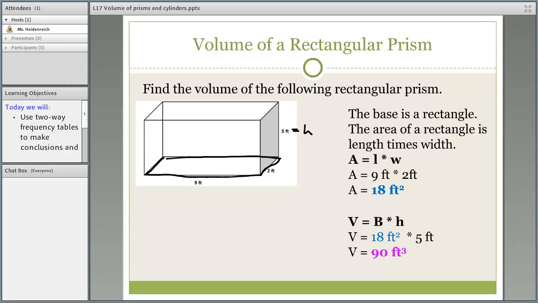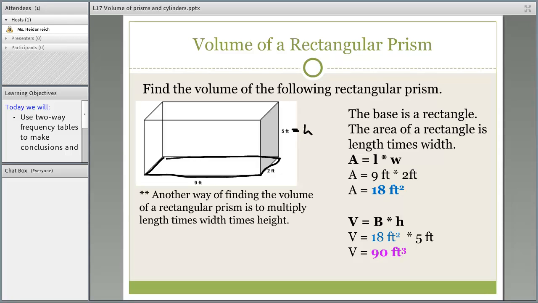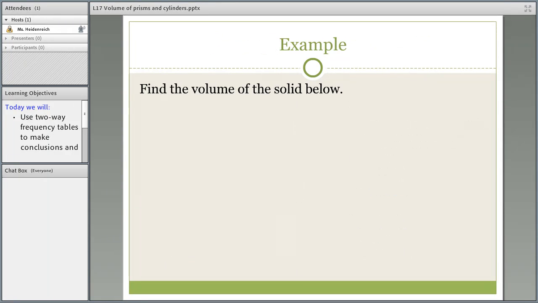Now, the way that some people prefer to do it is to simply, for a rectangular prism, multiply length times width times height. And that's another valid formula for finding the volume of a rectangular prism. So if you like to do that, you can just do 9 times 2 times 5, and you would get still 90 feet cubed. Okay, so there's our example.